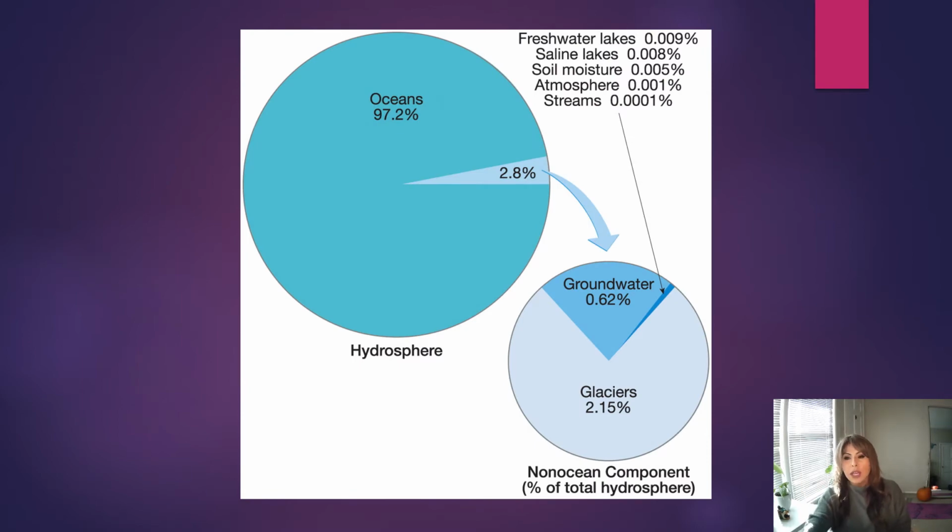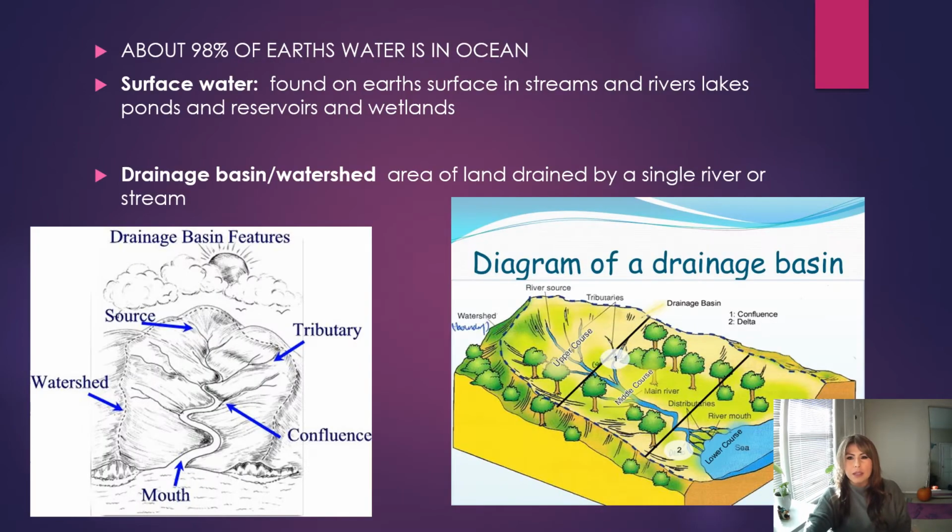Here's just another explanation of the breakdown. About 98% of Earth's water is in the ocean. Then you have surface water. Surface water is just what it sounds like. It's a term that describes water on the surface of Earth, and it can be in different forms. So it could be streams, rivers, lakes, ponds, reservoirs, wetlands, swamps, marshes. These are all different types of locations where we would find surface water.